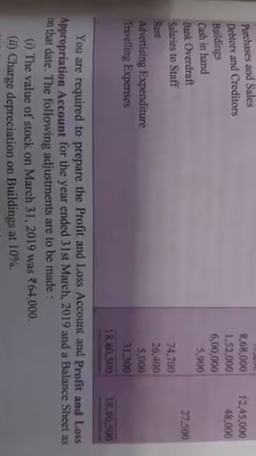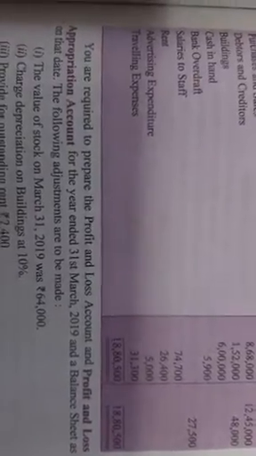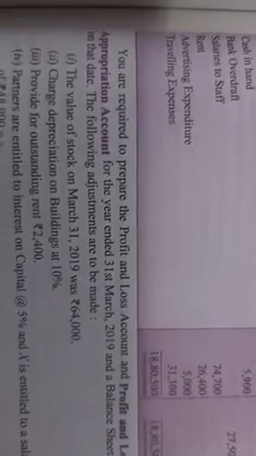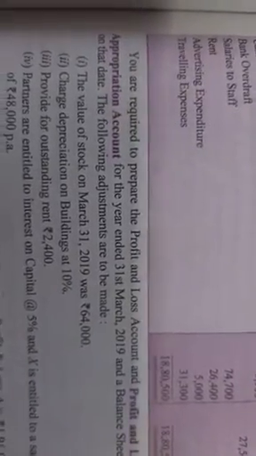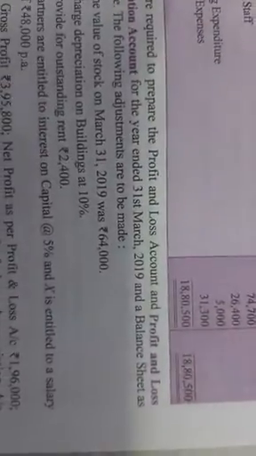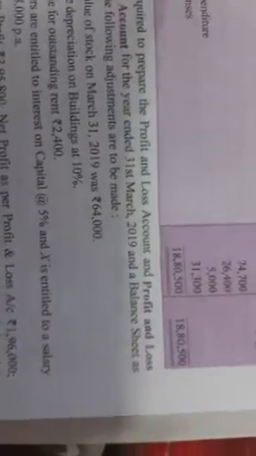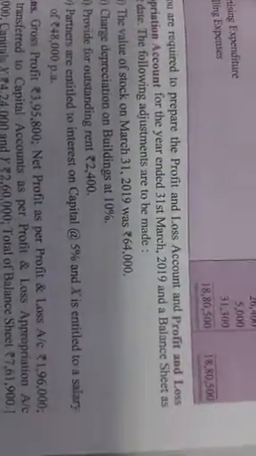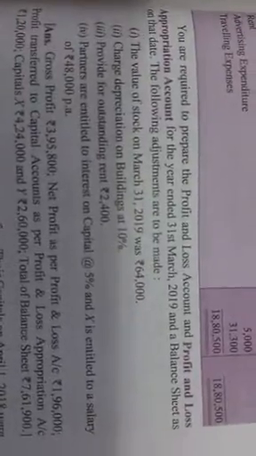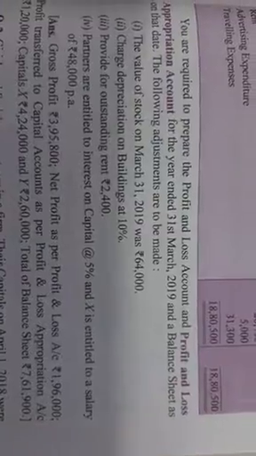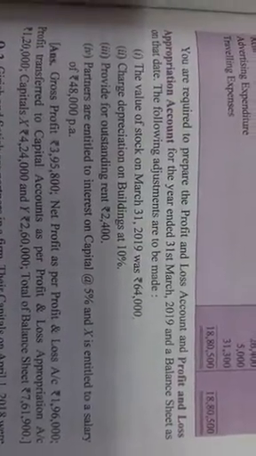Bank overdraft 27,500. Salaries to the staff 74,700. Rent 26,400. Advertising expenditure 5,000. Travelling expenses 31,300. And the total of both the columns, debit and credit, is 18,80,500. You are required to prepare the profit and loss account and profit and loss appropriation account for the year ended 31st March 2019 and a balance sheet as at that date.